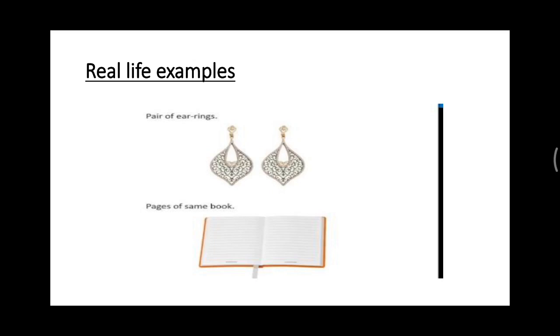Now these are the real life examples. Pair of earrings. You can see both earrings are having the same shape and size. That's why these earrings are congruent. Second example are pages of the same book. You can see the pages of the same book are congruent to each other as they have the same shape and size.